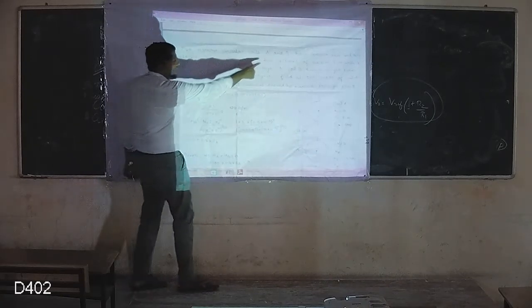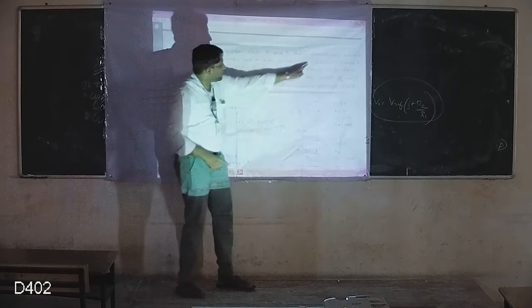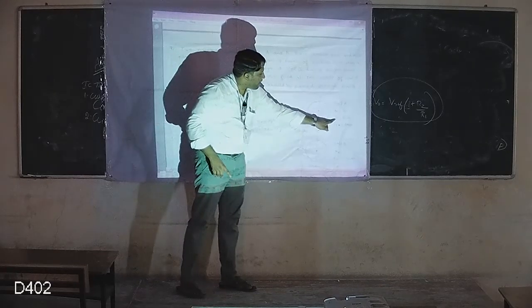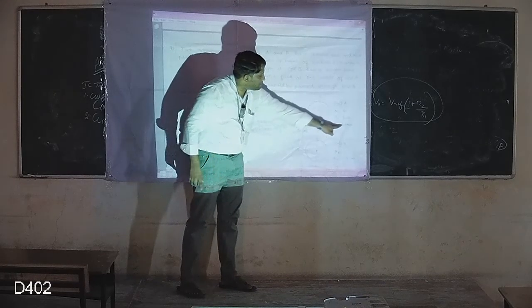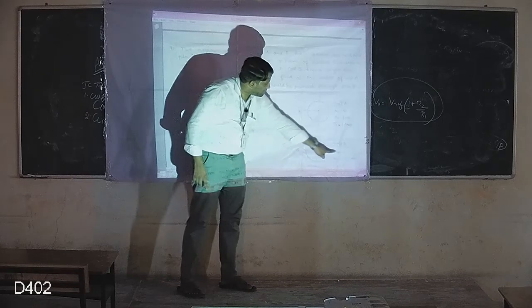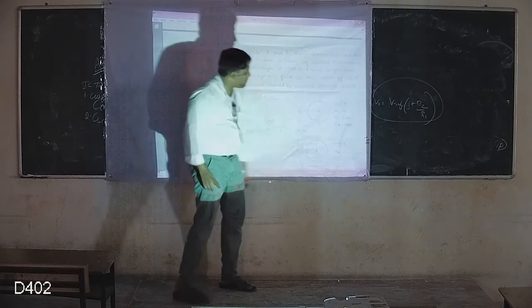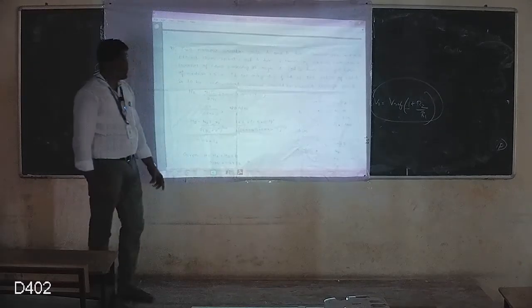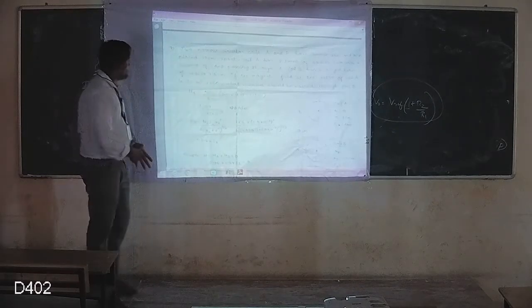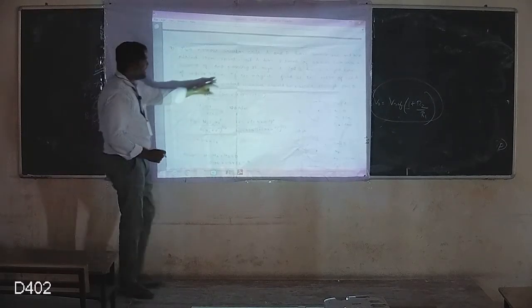So coil A has 10 turns. With the given data, N1 is equal to 10, R1 is equal to 5 centimeter, I1 is equal to 1 ampere. With the given data, N2 is equal to 1, R2 is equal to 7.5 centimeter, I2 is equal to a question mark, that is the question. So here they have given an additional statement.